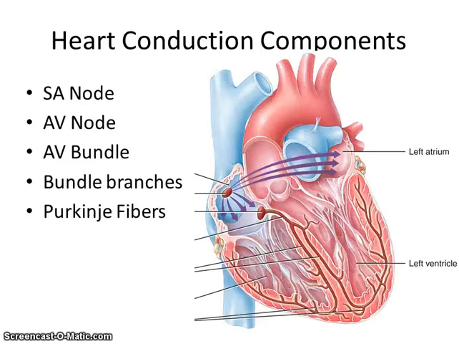How it spreads is a very specific route. So your pacemaker cells are in your sinoatrial node, your SA node. That's where the signal starts.